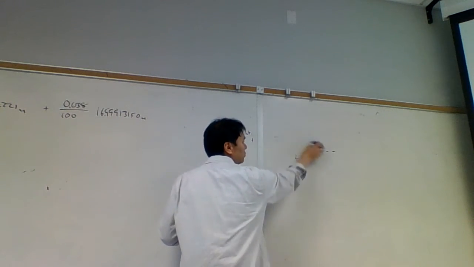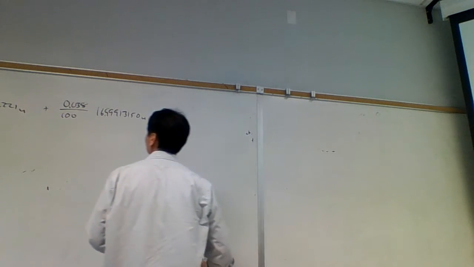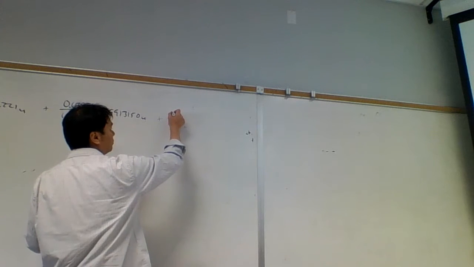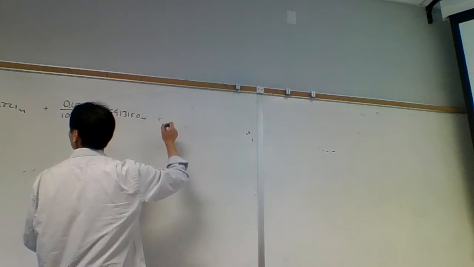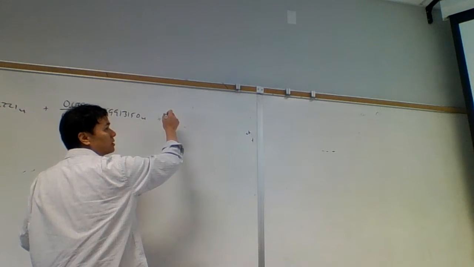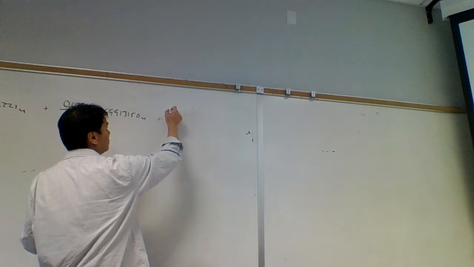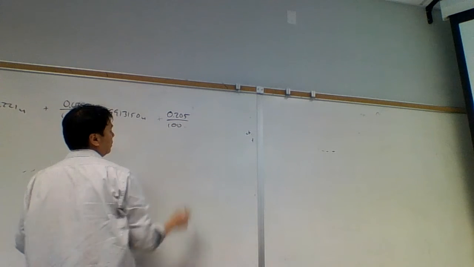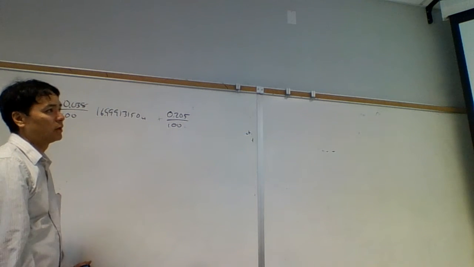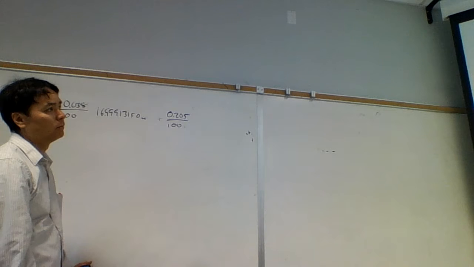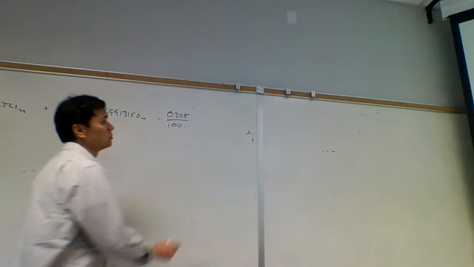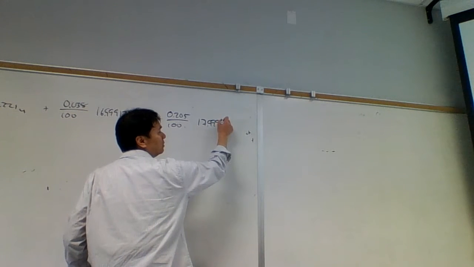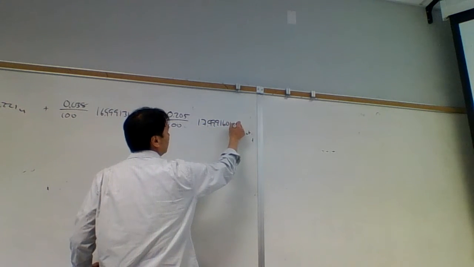And then finally, we go to oxygen 18, the last one. And oxygen 18, 205 out of 100,000 will be oxygen 18. So this will be 0.205 out of 100, or 205 out of 100,000. Just move the decimal over. And those will weigh 17.9991604 U.